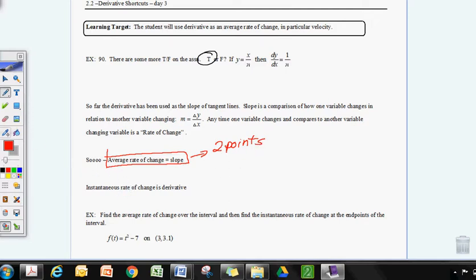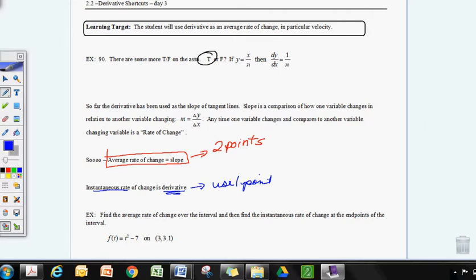For instantaneous rate of change, instantaneous is right at that second. You don't have 2 points. You're only going to use 1 point. And in order to find that instantaneous rate of change, it's the derivative. And we only use 1 point for this.